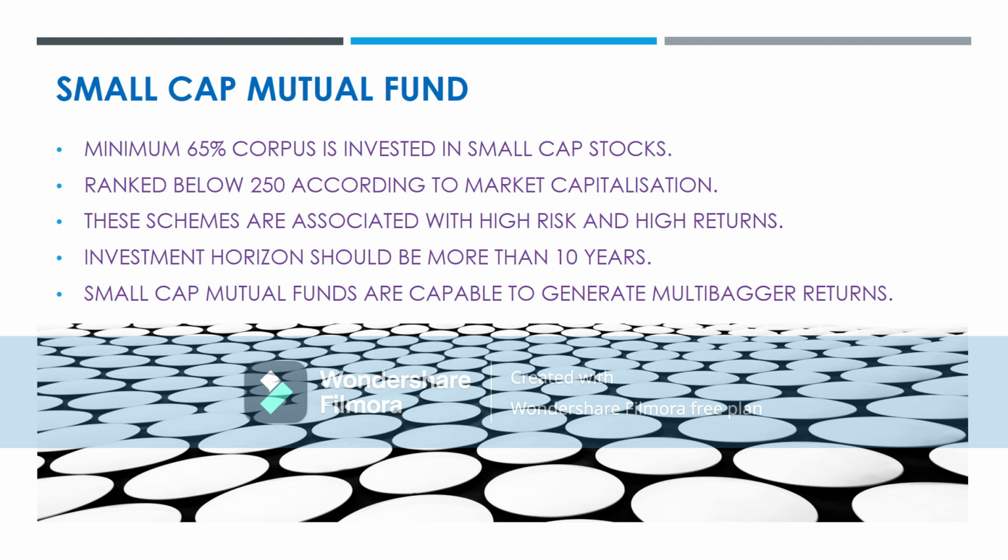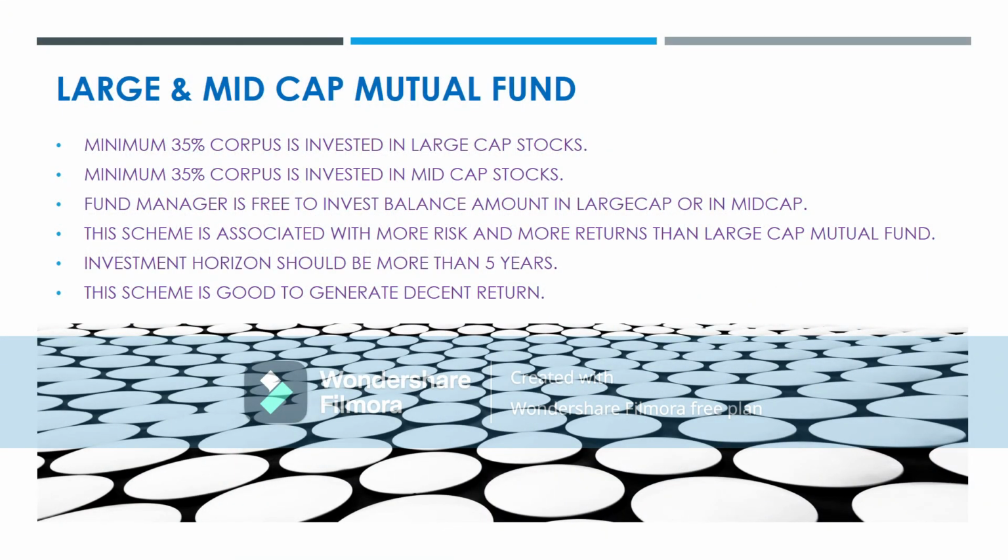Next one is the large cap and mid cap category. As is clear from the name, it is the combination of large cap stocks and mid cap stocks. In this scheme, at least 35% corpus is invested in large cap stocks and 35% corpus is invested in mid cap stocks. This type of scheme is suitable for those investors who want a little bit more returns and a little bit more risk as compared to large cap funds, or want a little bit less risk and less returns than mid cap funds. In this scheme, the investment horizon should be more than 5 years.